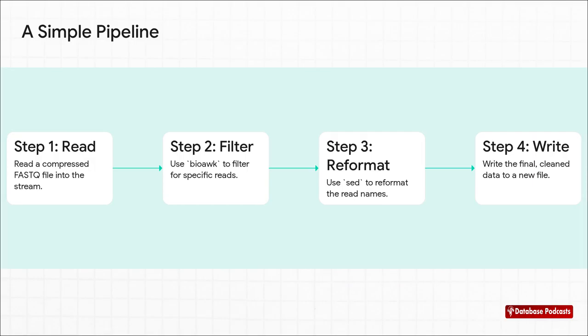So this is what it looks like. Data flows from a compressed file. It immediately hits Bioawk, which filters out only the reads we care about. That filtered data then flows directly into Sed, which tidies up the names. And only then, at the very end, is the final clean result written to a new file. At no point did we have to save a bunch of temporary files. It's all happening in memory in one continuous stream.